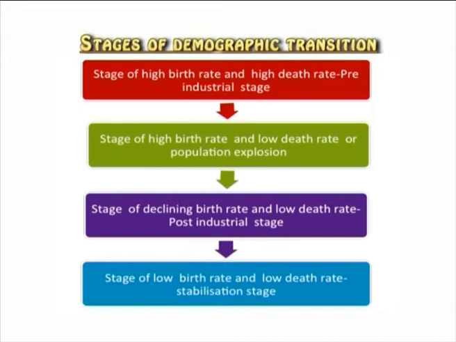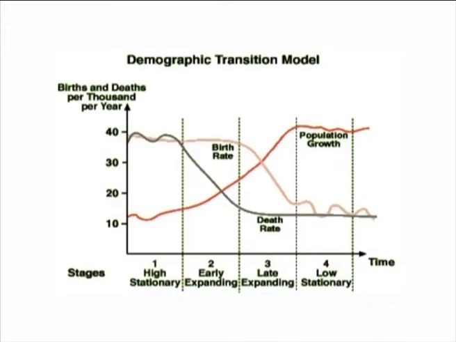The industrial stage is followed by population explosion, and this is further followed by the post-industrial and stabilization stage. Figure 2 shows the different stages of demographic transition graphically in terms of changing birth rates and death rates. The population grows and then becomes stable in the fourth stage.